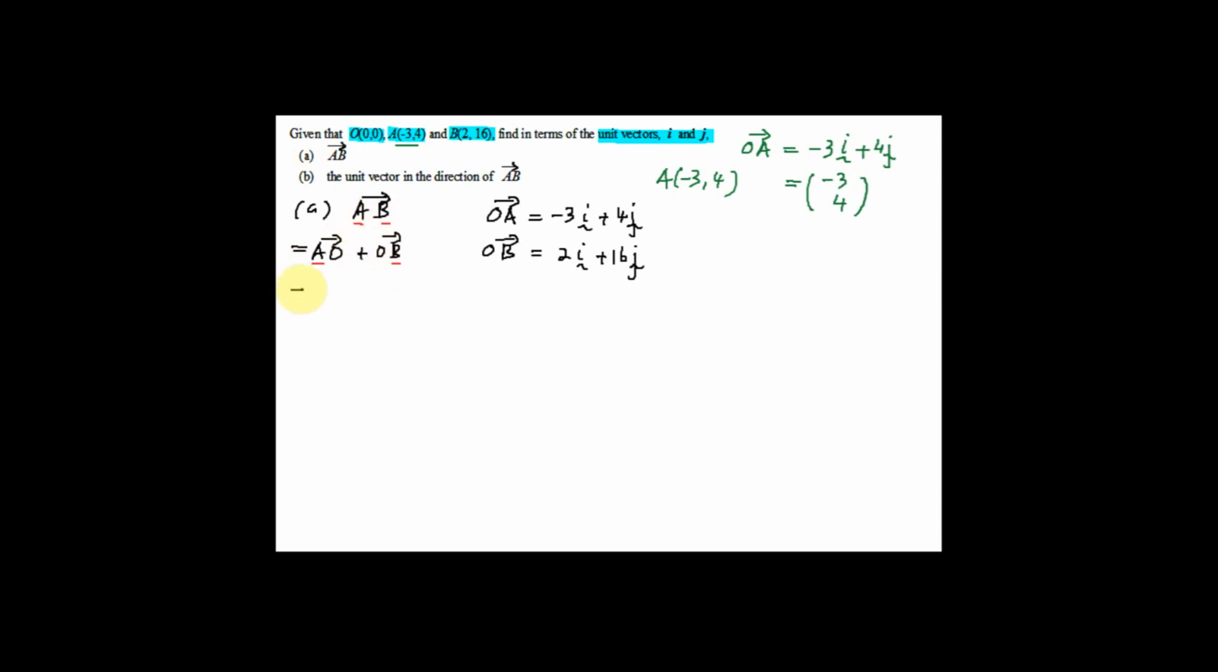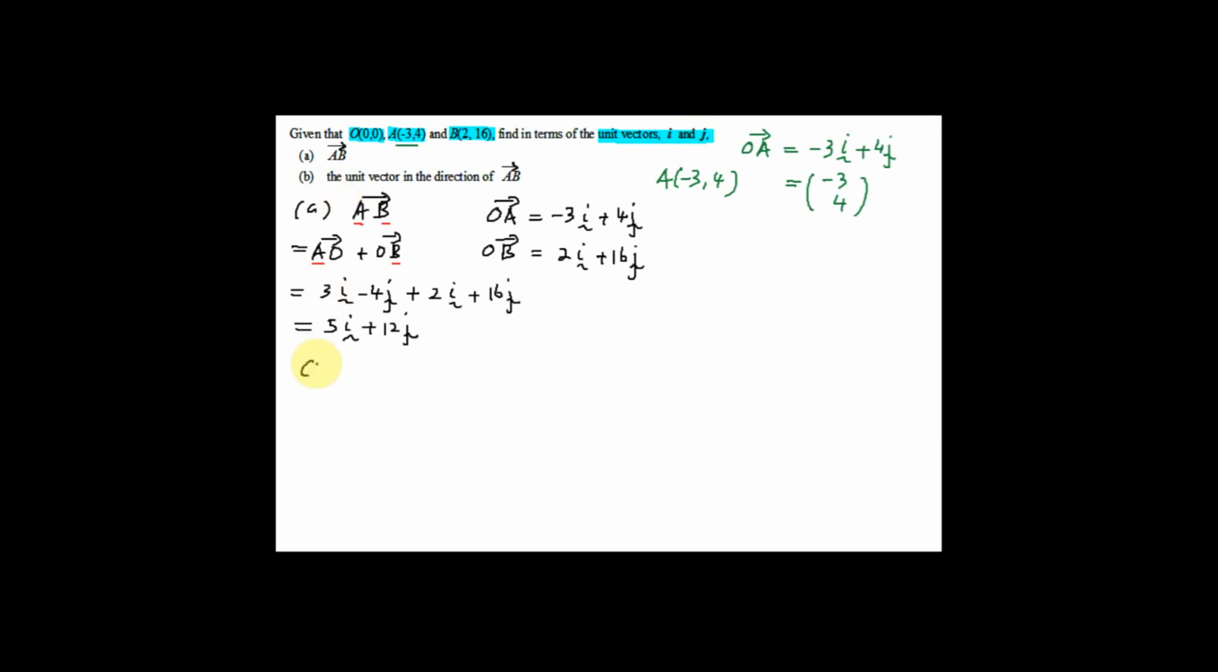So what is your AO? AO is the negative of OA. So you multiply with negative here. Negative 3i will become positive 3i. Positive 4j becomes negative 4j. Plus your OB, which is 2i plus 16j. So this equals 3i plus 2i, you have 5i, minus 4j plus 16j, you have positive 12j. So this is the vector AB in terms of the unit vectors i and j.